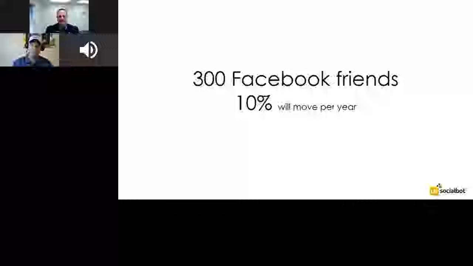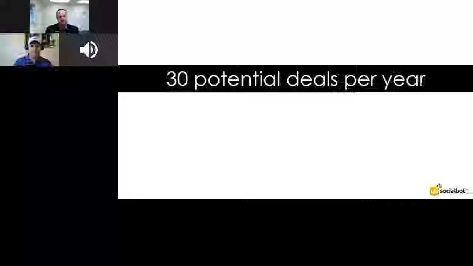But it doesn't include people like your grandparents, who are on your Facebook, or your kids' friends who are on your Facebook account. Obviously, they're not moving anytime soon. But it also doesn't include people looking to buy a second home or an investment property, or refinance. So I think it's safe to say that you have 30 potential deals per year in your social media sphere if you have 300 friends, right? It's a good number. Even if it's 20.